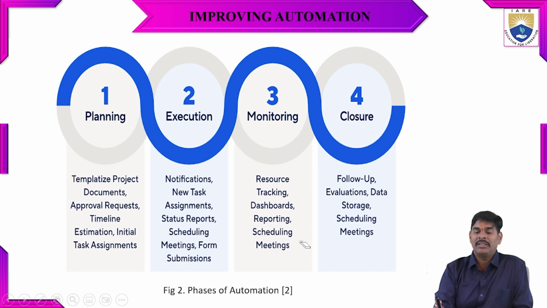And the last one is the closure. It means the final stage of the project. So here, follow up. Okay, they need to follow up on the status of the project, and what any deviations are happening during this project. So what is the cost and budget, as well as the schedule of the project, and the data storage, where this data can be stored. Okay, so what are the possible ways to store the data? So how to minimize this data storage, and scheduling meetings will be happening. So in every stage, they should be scrutinized properly to check out the phases of the automation.